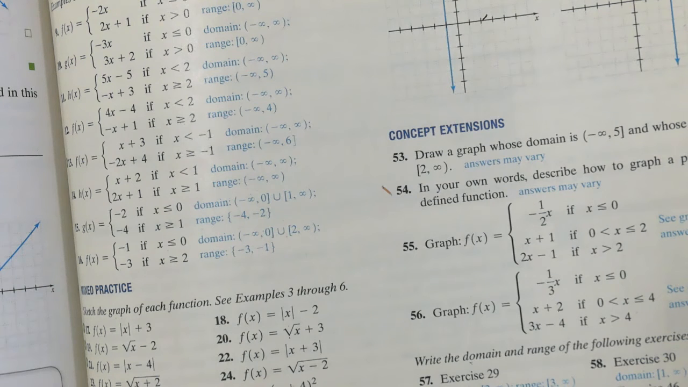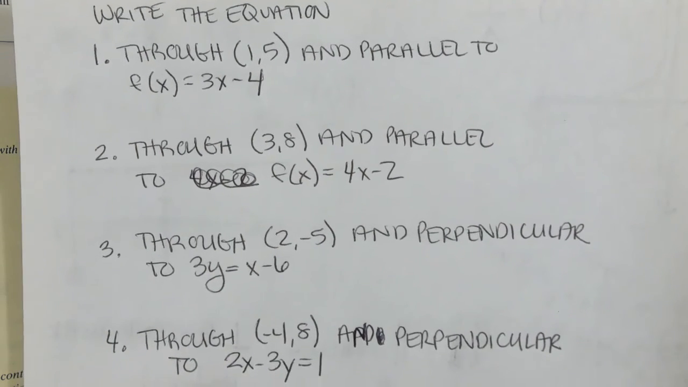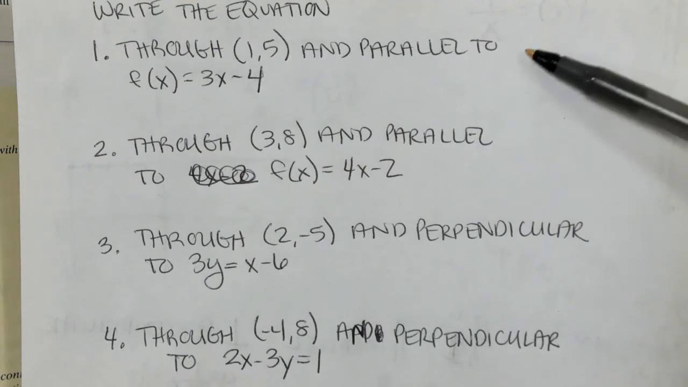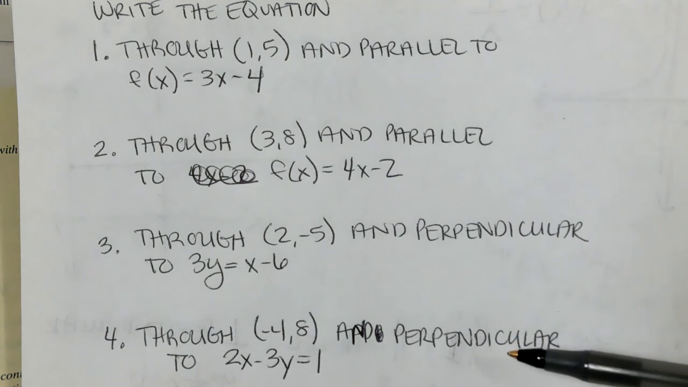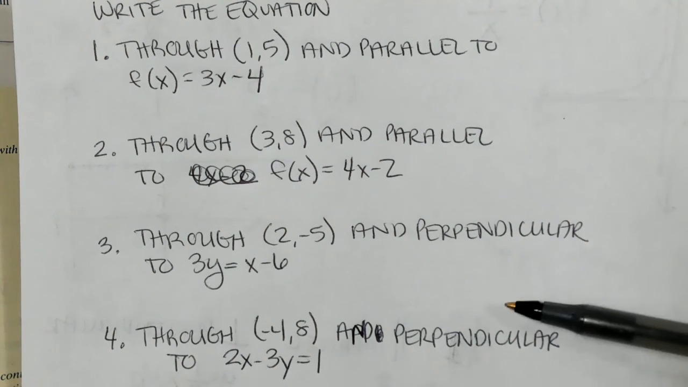Okay, hold on. Okay, Ben, here's a short assignment. So for 1 through 4, you're just going to write the equations. All right, so like the first 2 are parallel, so your slope's going to stay the same. And the second 2 are perpendicular, so you're going to use the negative reciprocal slope. All right, I will put this on Google Classroom also for you. So there's the first 4.